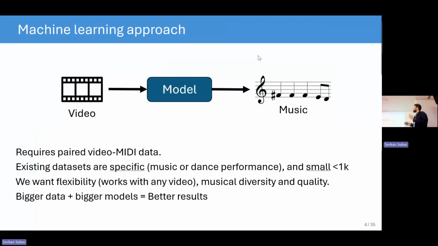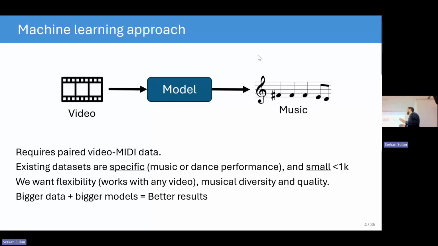If we were to have a machine learning approach to compose music based on a video, we would have this pipeline. We would have the model in between. The input would be the video, the output would be the music. And to train this model, your inputs would be video, your targets would be music. And by music, I mean MIDI. So this training data set would have to be pairs of video and MIDI. But we don't have such data sets.